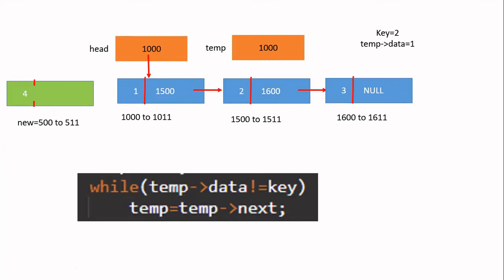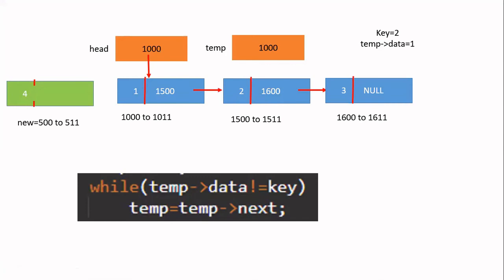So I need a loop, so I'm writing a while loop. In the while loop, I am checking whether temp arrow data is not equal to key. If temp arrow data is not equal to key, you have to continue your search. How to continue the search? You have to change the next node as temp now. So for that, I am assigning temp equal to temp arrow next. This step is the same every time when you want to continue the search.